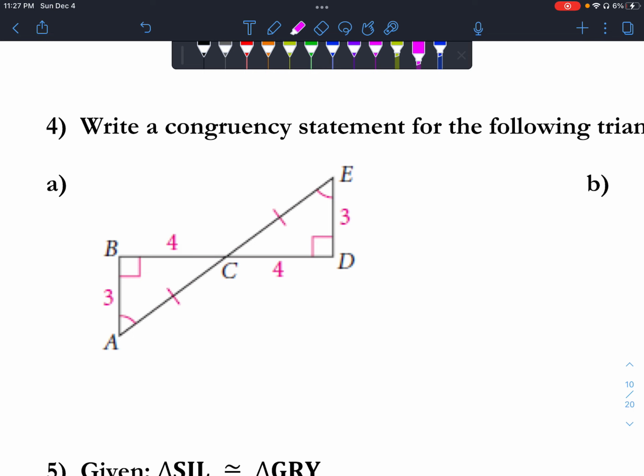Same exact process for this one. I'm not going to mark this one up because I think you guys got this pretty much. S with G, put the little colors on them. I with R. And last but not least, L with Y. From there, name your sides, fill out your boxes. I think those should be hopefully second nature by now.